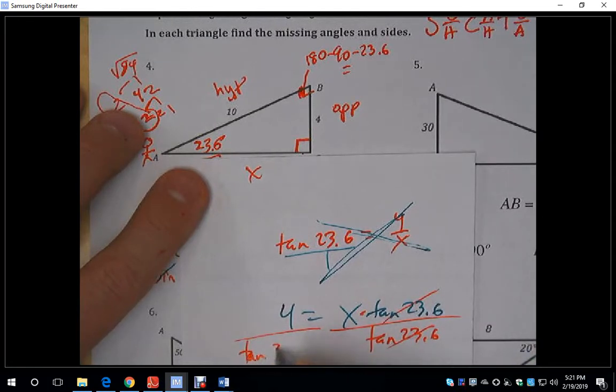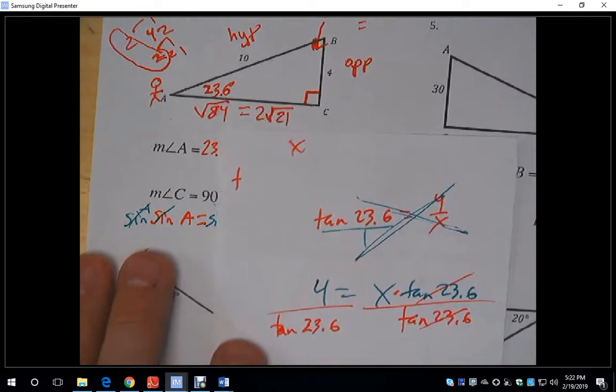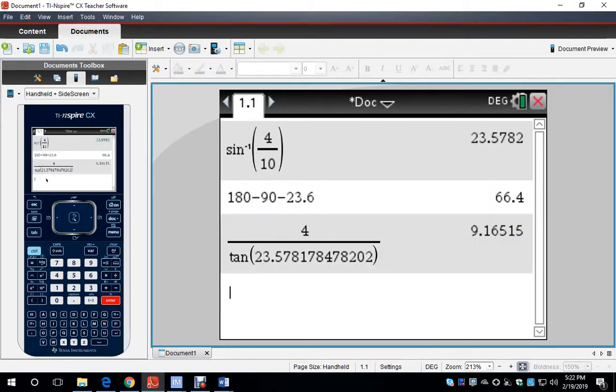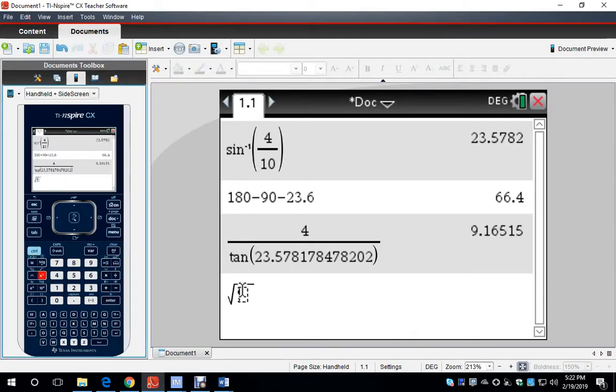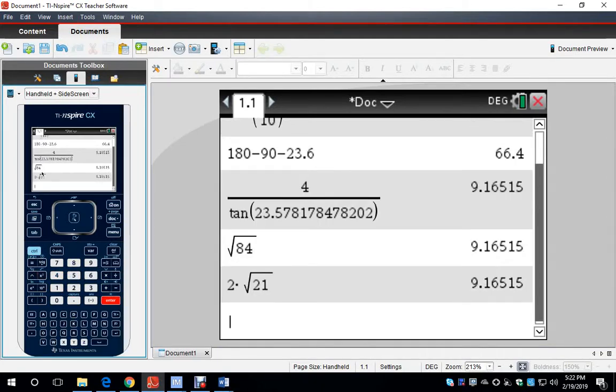Then I throw that in our calculator and we should get the same answer. So I'm going to calculate 4 divided by tan of the same angle up here, 23.6. That gives us 9.1651, which is the same thing as the square root of 84, which of course is the same thing as 2 times the square root of 21.